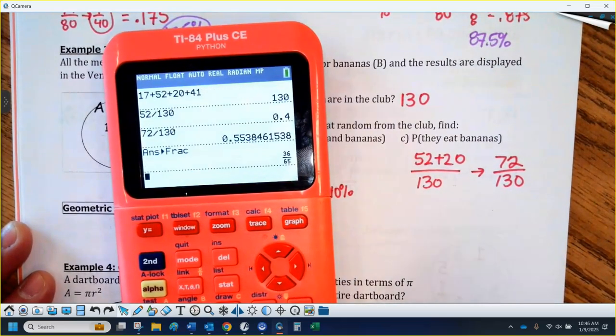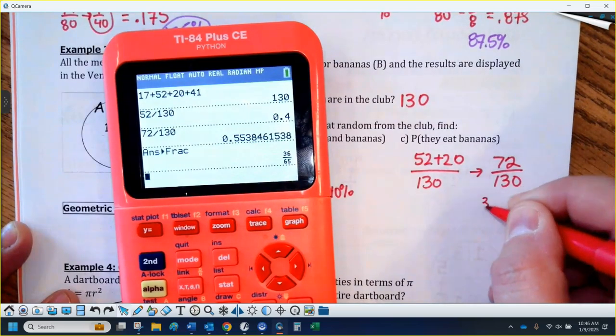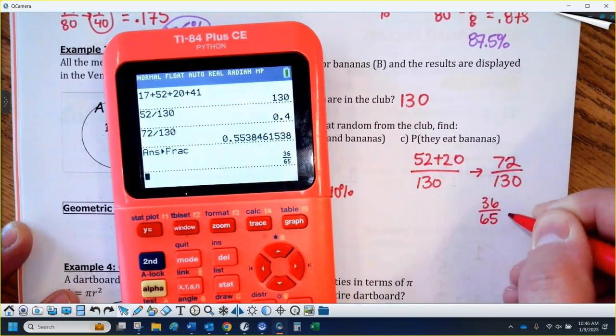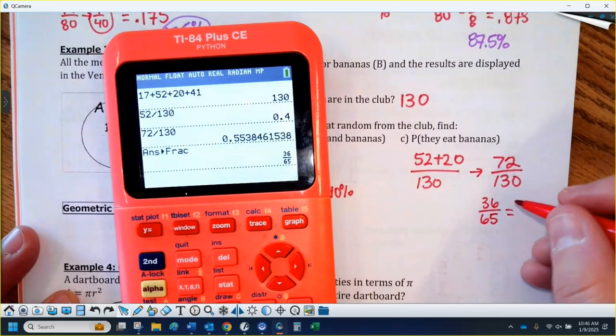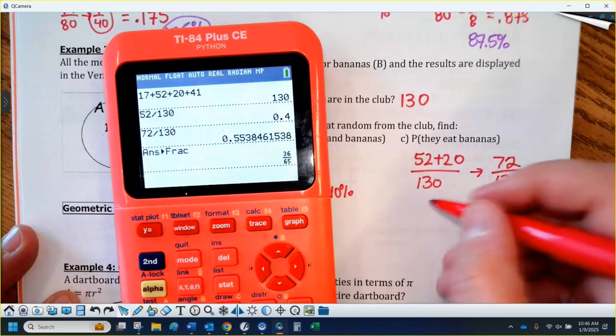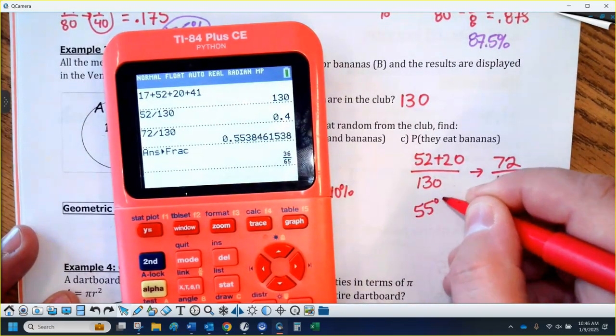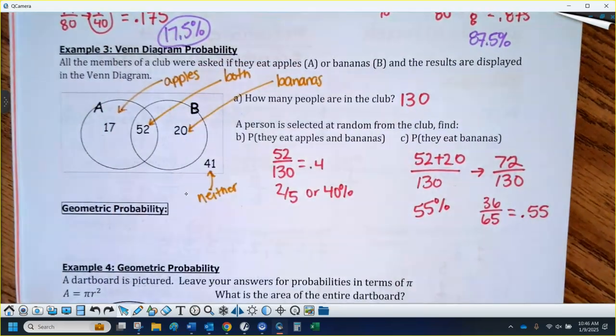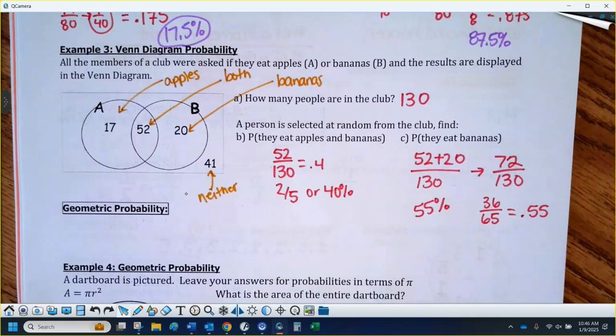Ooh, this is a nasty decimal. Okay, so 36 out of 65. I'm just going to go two decimal places on that. It's about 55% or 0.55 as a decimal. And again, unless it specifies, I would take any of those answers. Does anybody have a question?